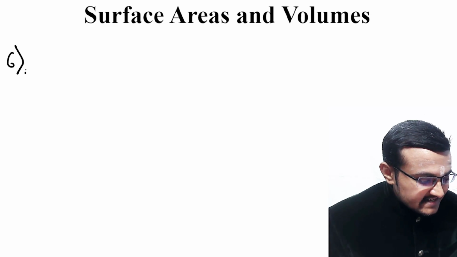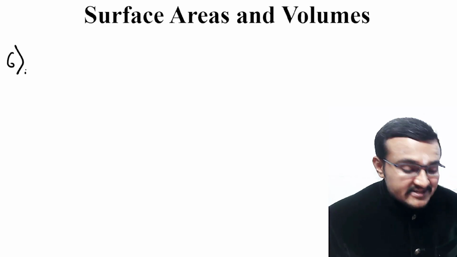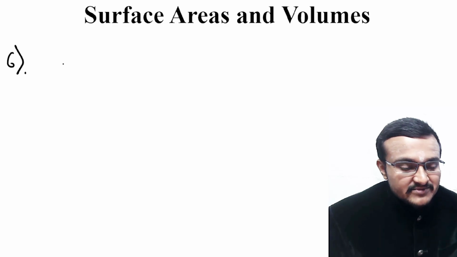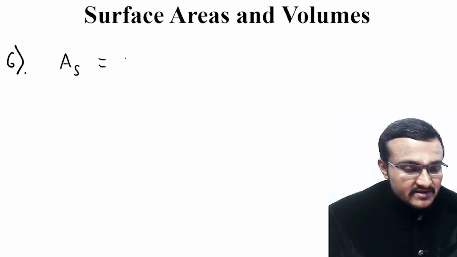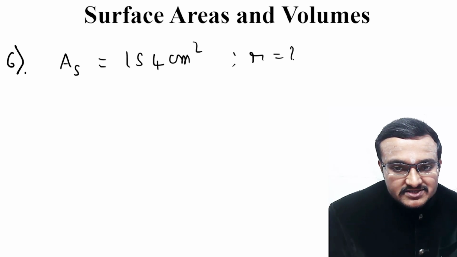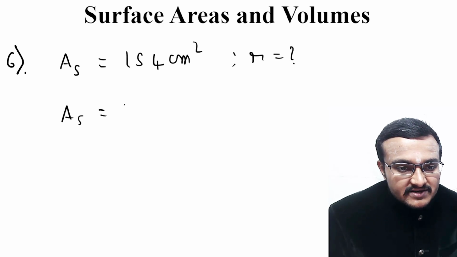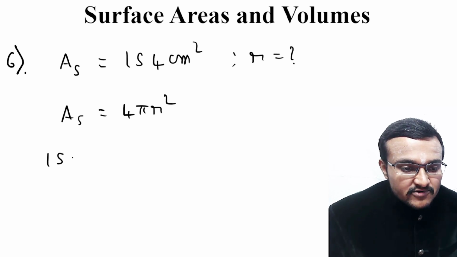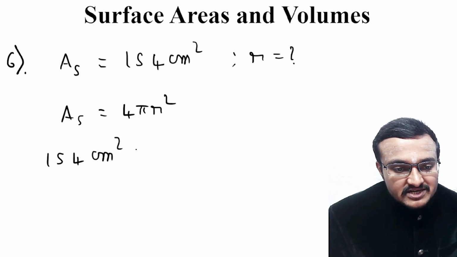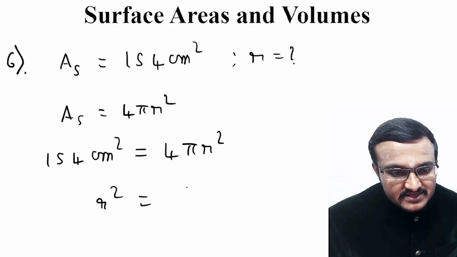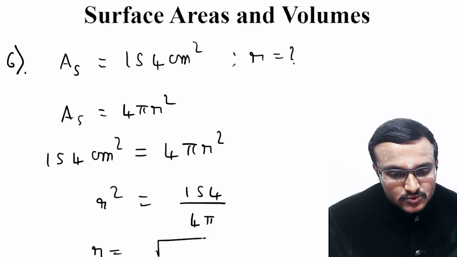Here you have to find the radius of a sphere whose surface area is 154 centimeter square. The area of the sphere is already given as 154 centimeter square, and you have to find out the radius. Area of the sphere is equal to 4 pi r square. So substituting, 154 centimeter square is equal to 4 pi r square. So r square is equal to 154 divided by 4 pi, and r will be equal to the square root of 154 divided by 4 pi.